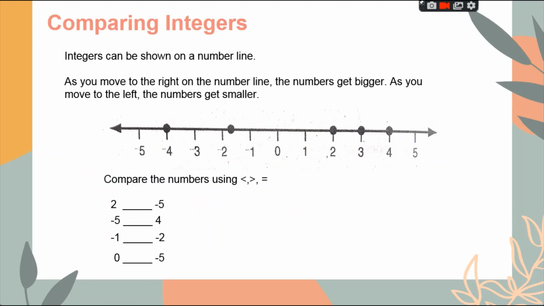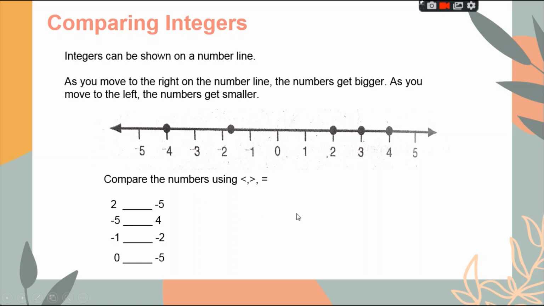So this time, let us compare integers. Let us use this number line, and always remember that as you move to the right on the number line, the numbers get bigger. So starting from 0, if we move to the right, it means the number becomes bigger. And as you move to the left, the numbers become smaller. For example, this is 0, and if we move to the left, the numbers become smaller.